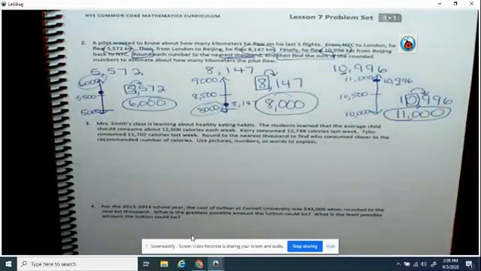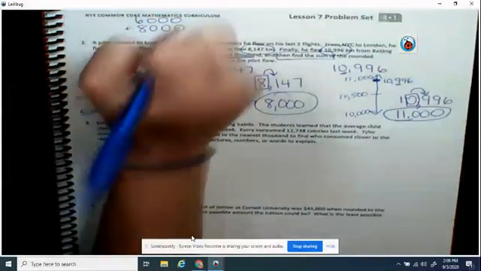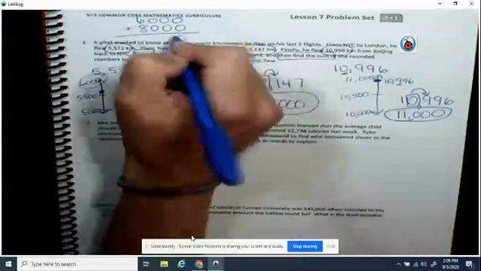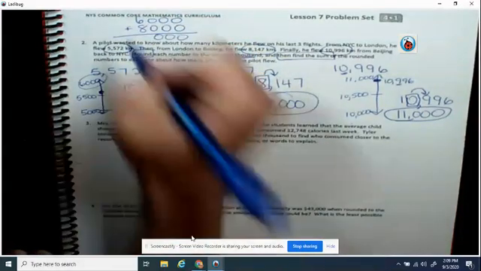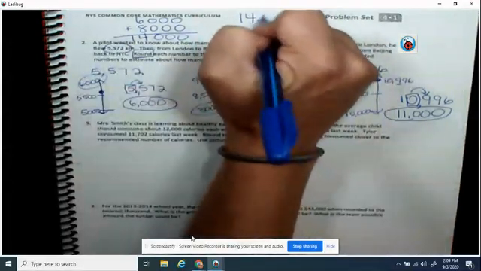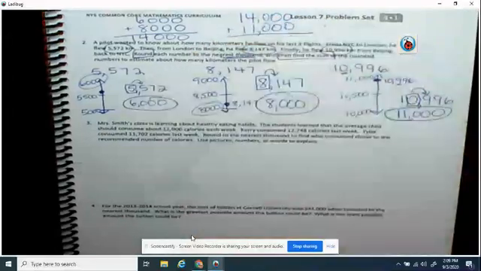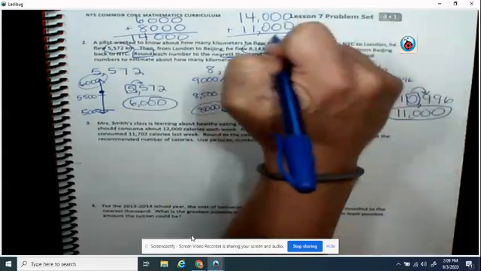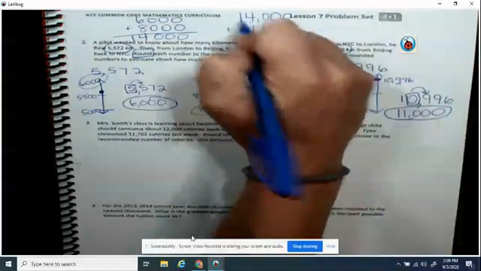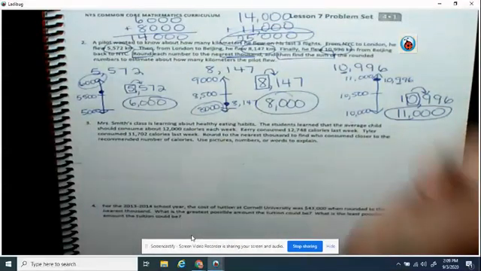Okay, now it says we need to find the sum. So we need to add all these numbers together. So I'm going to come up here to my top. I'm going to start with doing 6,000 plus 8,000. 0, 0, 0. 6 plus 8 is 14, so I have 14,000. Okay, then I'm going to take that number, 14,000, and add on my last number, 11,000. Okay, 0, 0, 0. 4 plus 1 is 5. 1 plus 1 is 2. 25,000. How many kilometers did Pete fly?